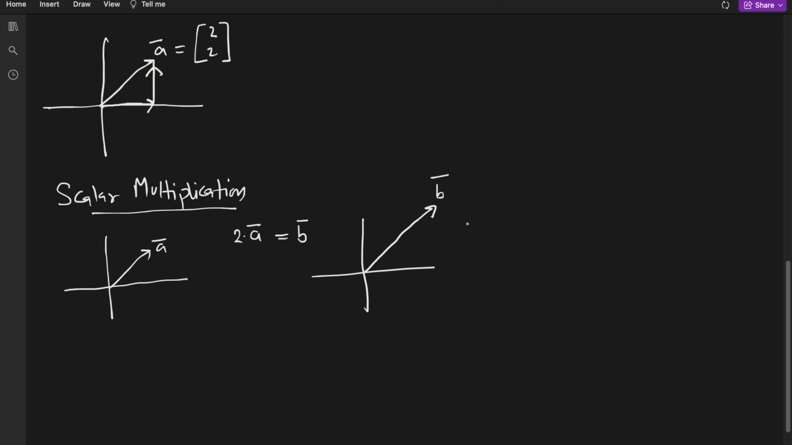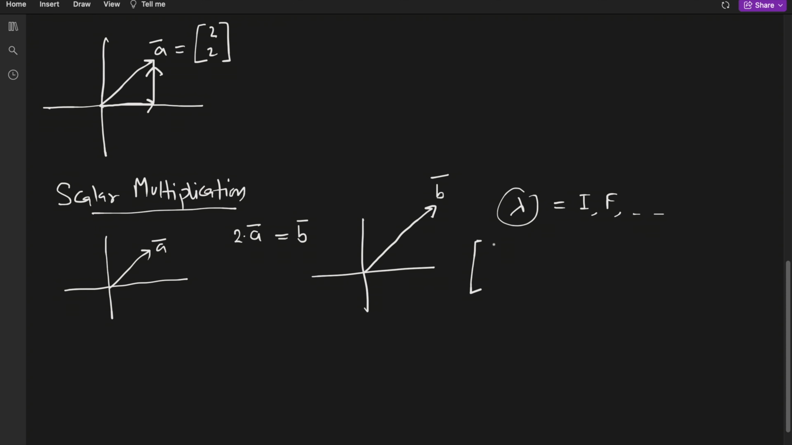And this scalar could be anything, lambda, right? This scalar lambda could be anything. It could be an integer, it could be a float, it could be anything, but it just needs to be a number which can be multiplied. And how do we do multiplication on a column vector?